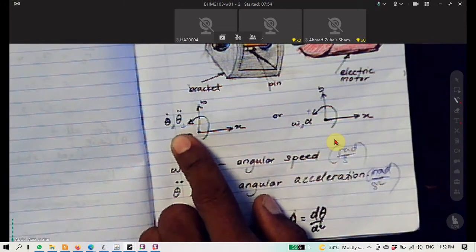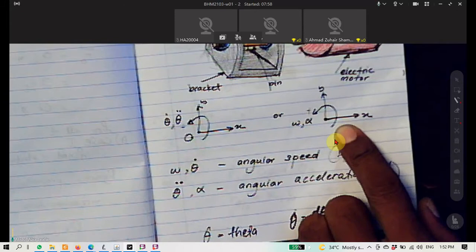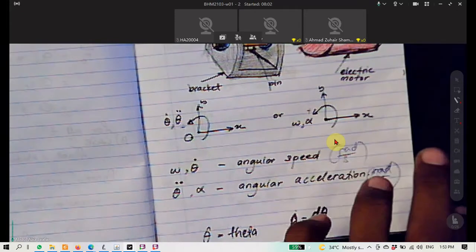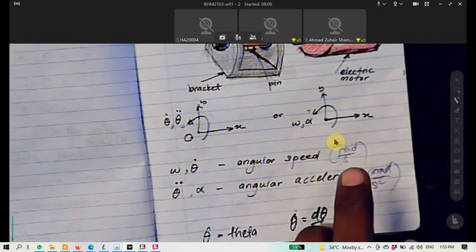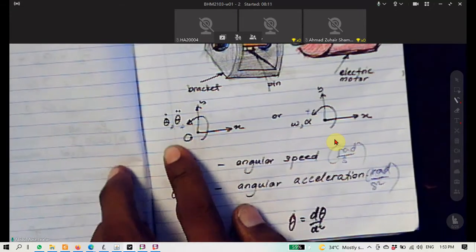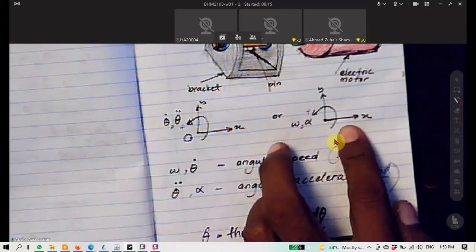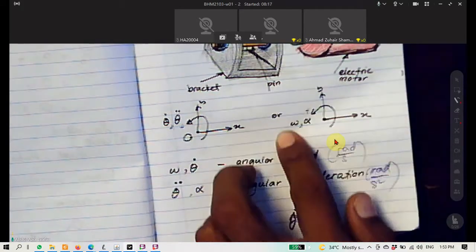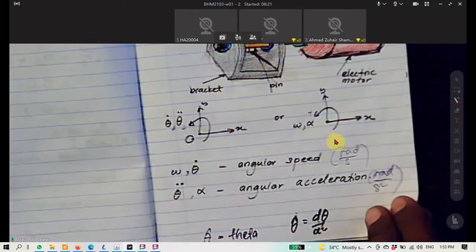But if the angular speed is positive, but the angular acceleration is negative, what does it mean? It means that the system is decelerating. So the angular motion is slowing down, even though it is positive. And if the direction is negative, counterclockwise, and the acceleration is positive in that direction, it means that the system is slowing down.